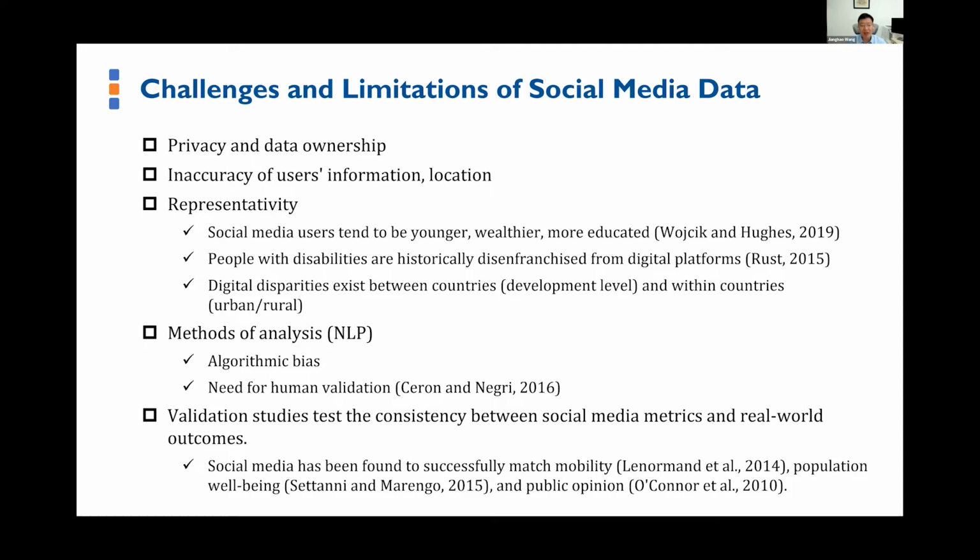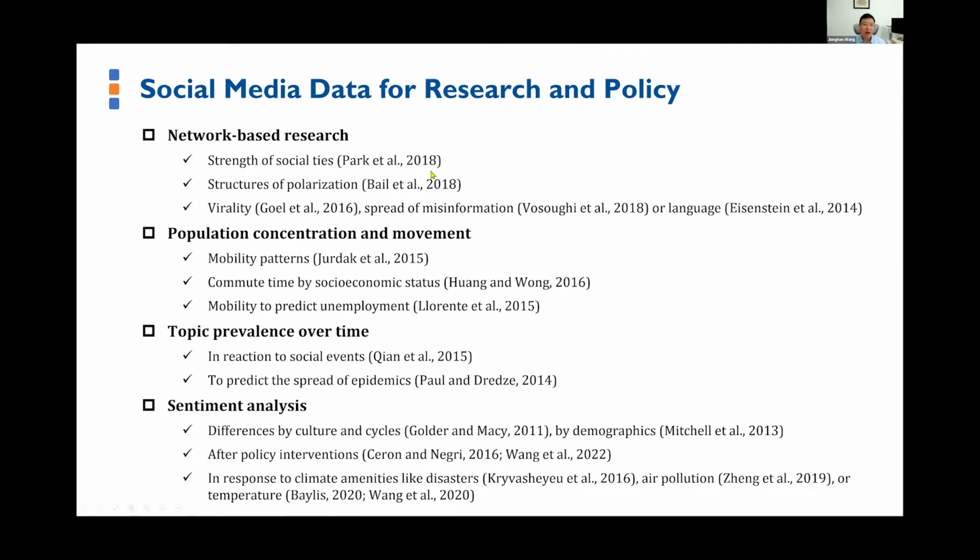Validation studies test the consistency between social media metrics and real-world outcomes. Social media has been found to successfully match mobility, population well-being, and public opinions. But there are also several challenges for social science studies. Although it has several challenges and limitations, we think social media data is a good data source for research and policy making.